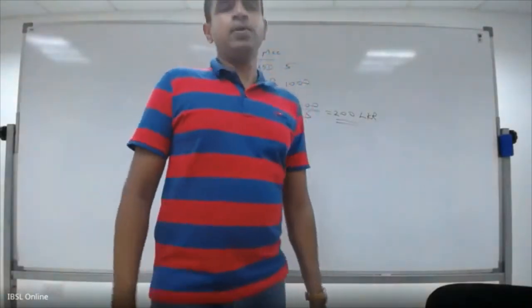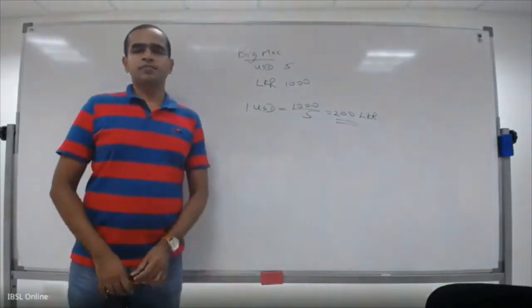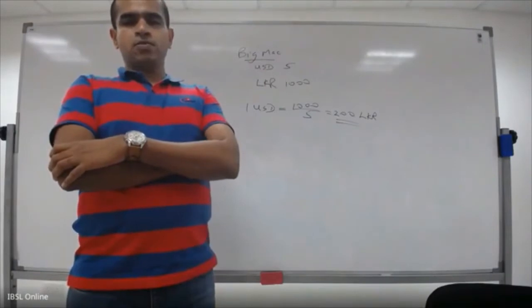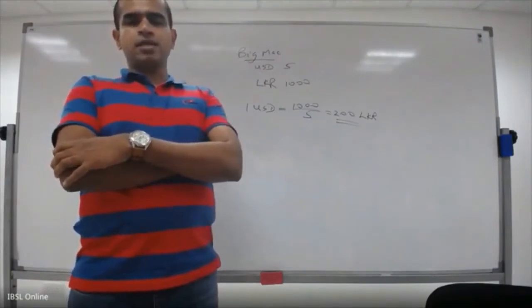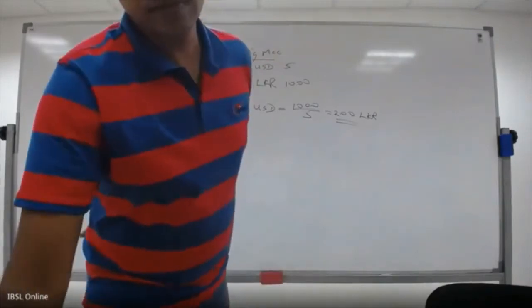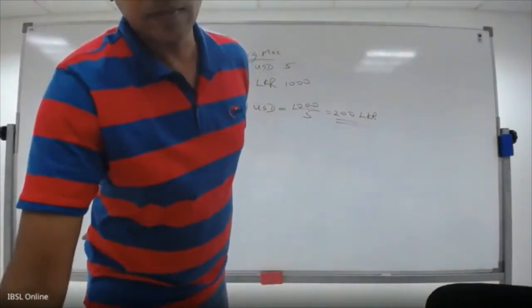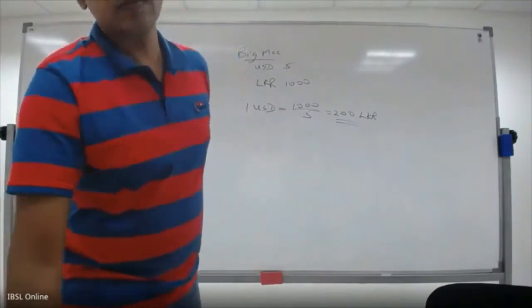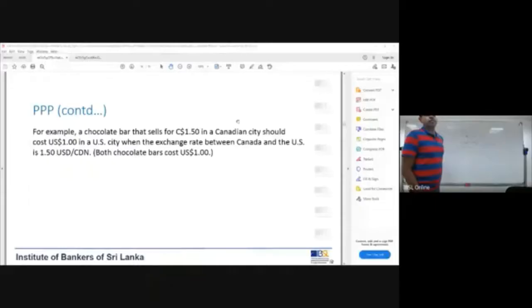So let's try this example. Very simple example. A chocolate bar that sells for 150 Canadian dollars in a Canadian city should cost $1 in a US city.